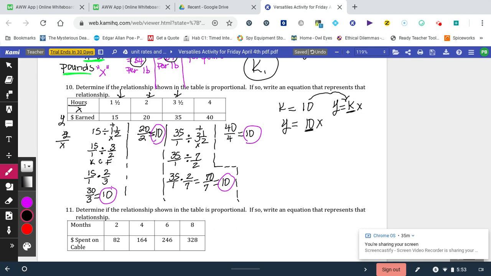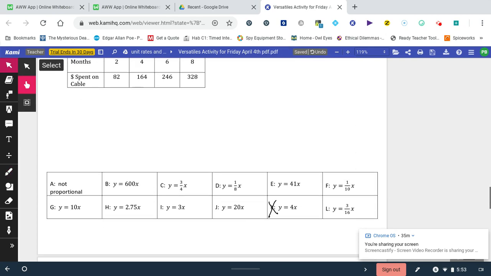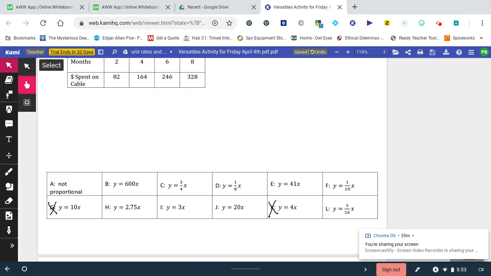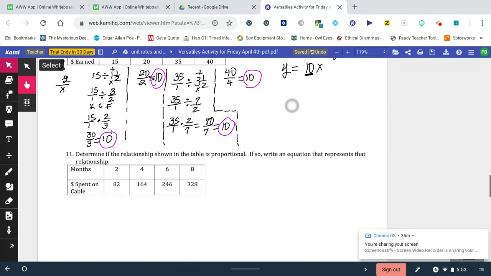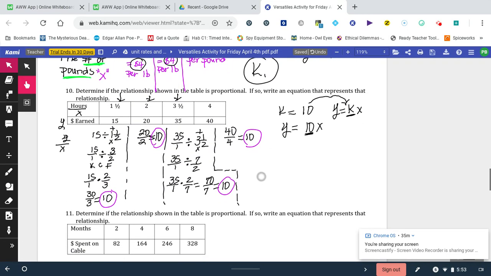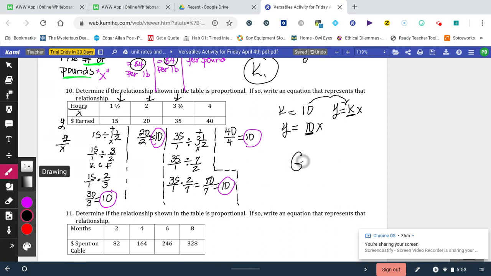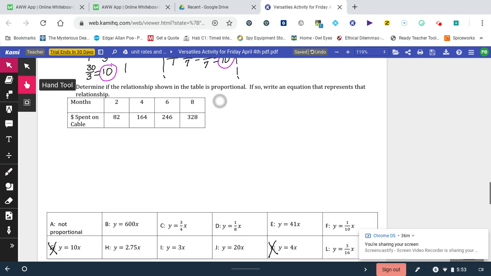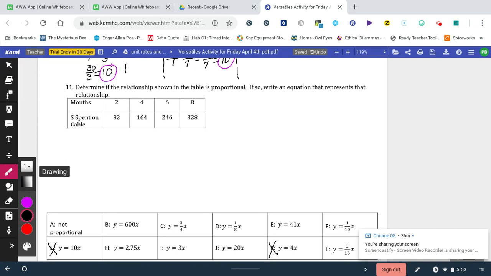All right, so let's go down and find y equals 10x. And that would be G. So we have 2 more left. Same process. Pause the video and try number 11. Let me move it up. All right, so you'll pause the video and try number 11.